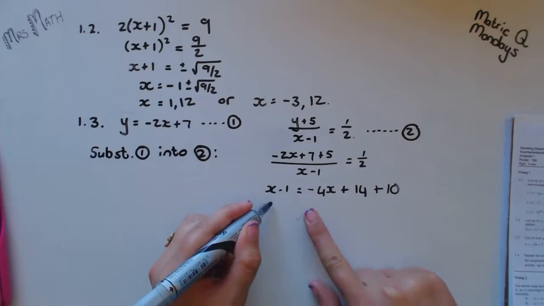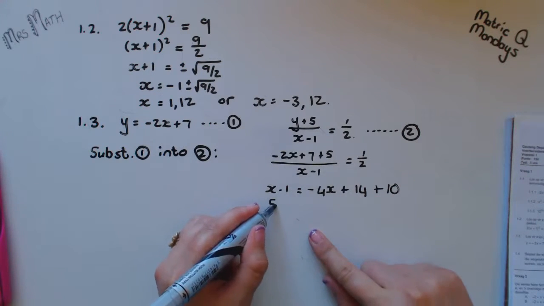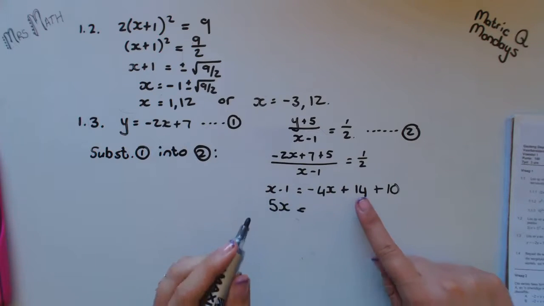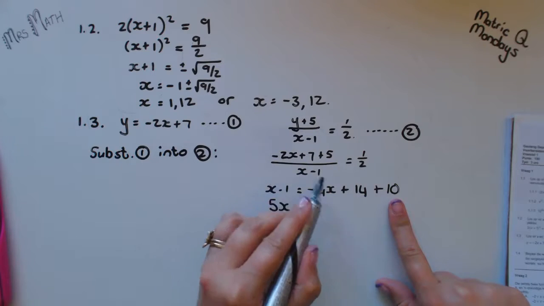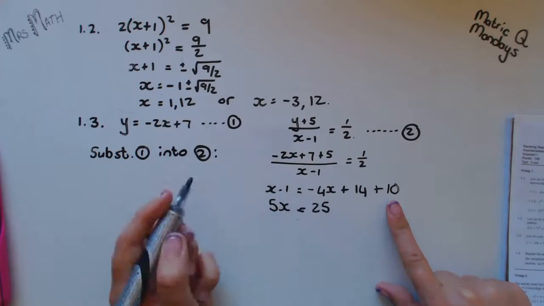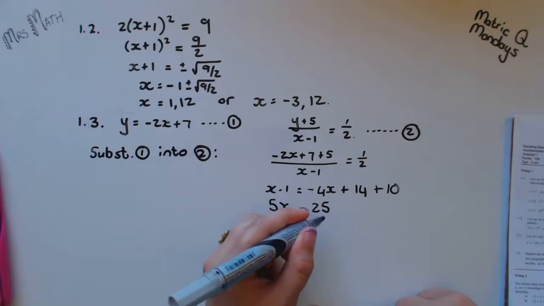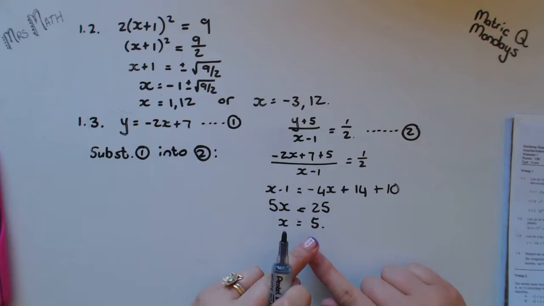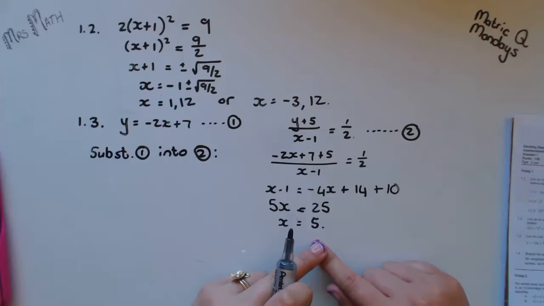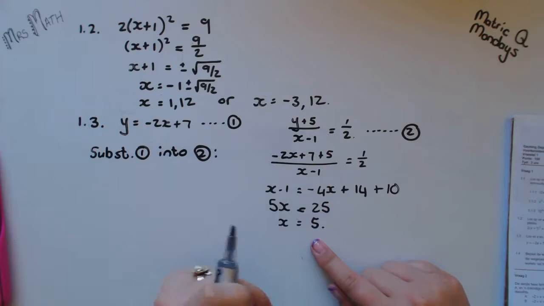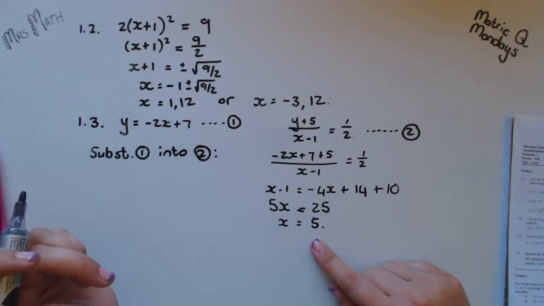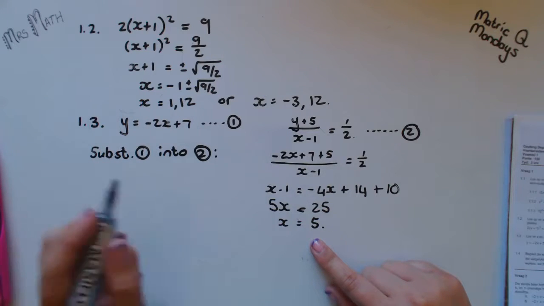x plus 4x is 5x. And then 14 plus 10 is 24, plus this one is 25. And if 5x is 25, that means x is 5. Okay. And then I'm going to substitute this. You can substitute it back into any one of those and just work out y. But this one is obviously the easier one to substitute back into.